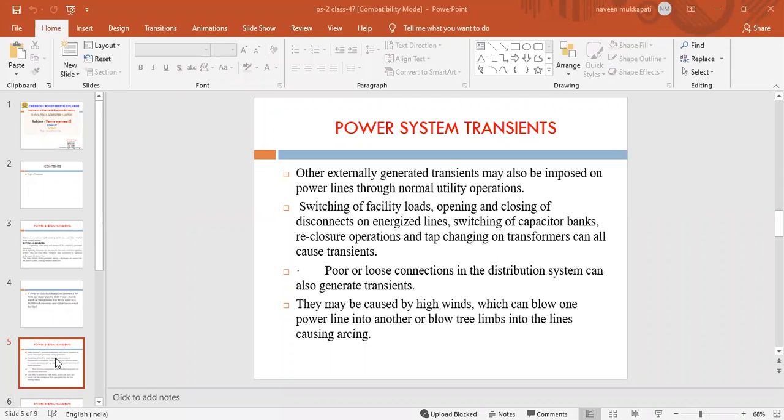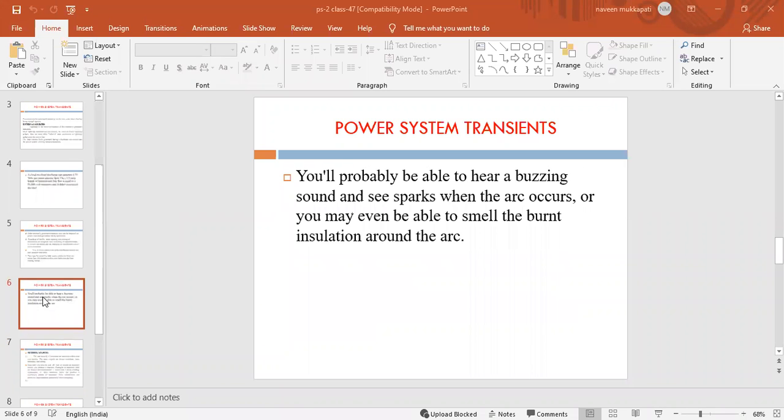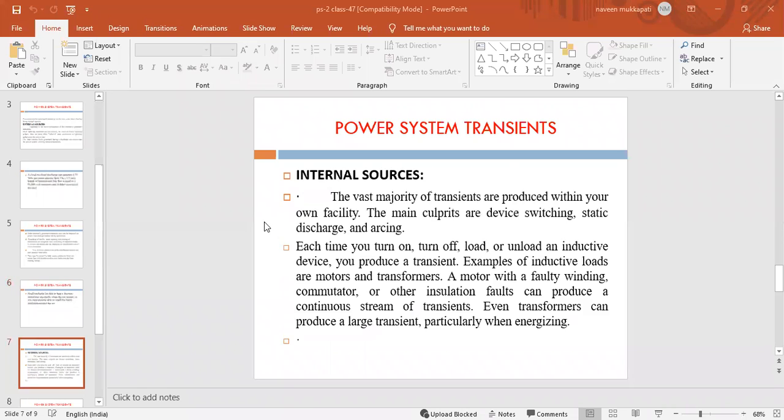These types of transients are called external source transients. We are able to hear a buzzing sound and see sparks, and there may be a smell, all of which can occur in the case of power system transients.